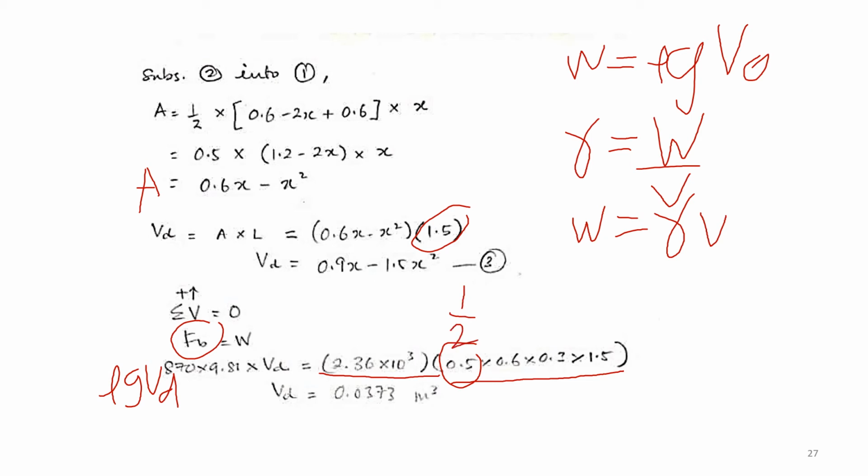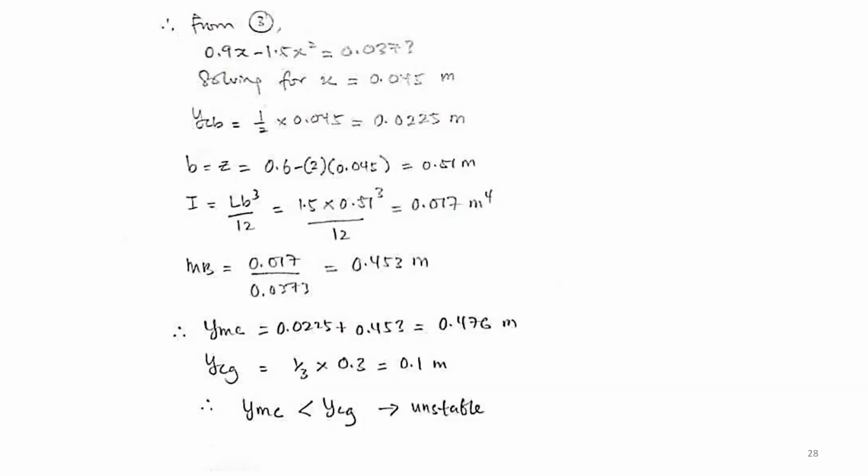And then only we can know what the VD is. Okay, after we get the VD, of course we can know the depth of immersion x. Then from equation 3, we can find the x. Solving for x, the x is 0.045. By using the x, we can know the YCB. YCB is half of x. And then we can also find the YCG.